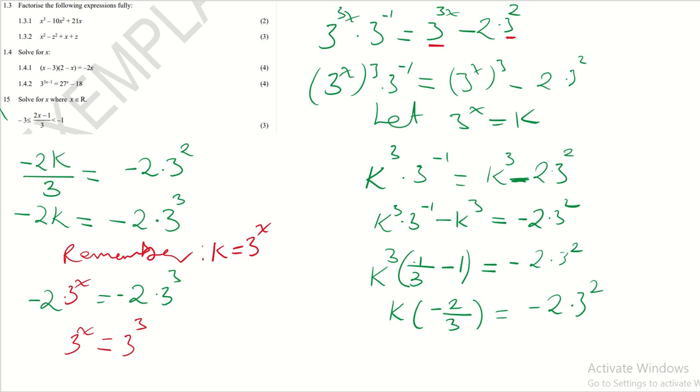This means, now from here you can just drop the exponent. So you have x equal to 3. This was a little bit challenging, especially for a grade 10 learner. But the k method, the k method is always the right choice to take in this kind of a case.